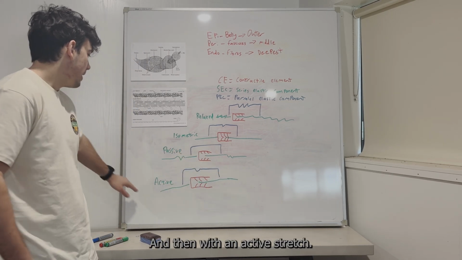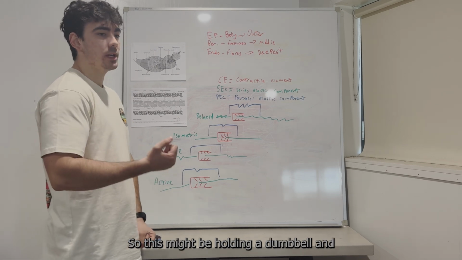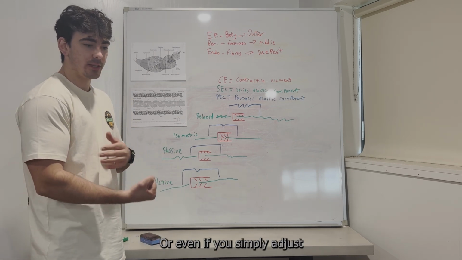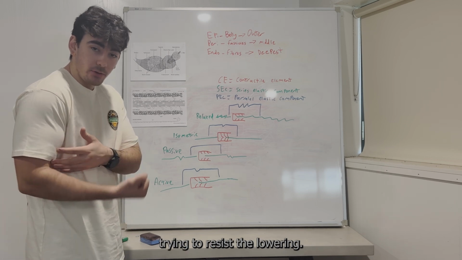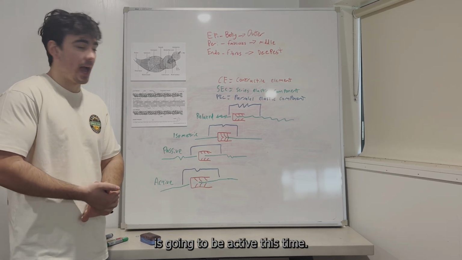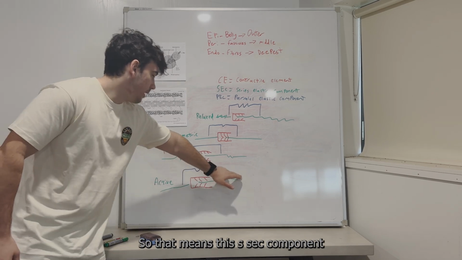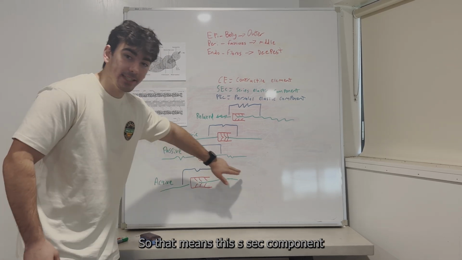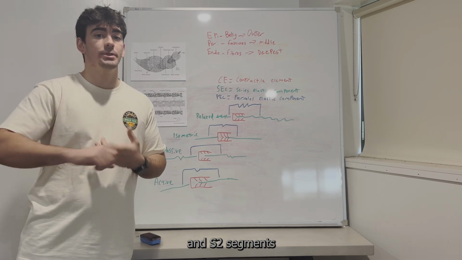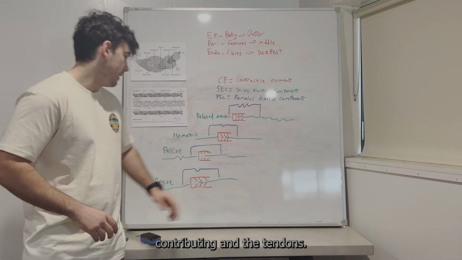And then with an active stretch, so this might be holding a dumbbell and trying to control the lowering, or even if you simply are just trying to resist the lowering, right? So of course the contractile element is going to be active this time. So that means this SEC component is going to be fully stretched out because now we've got the myosin S2 segments contributing and the tendons.